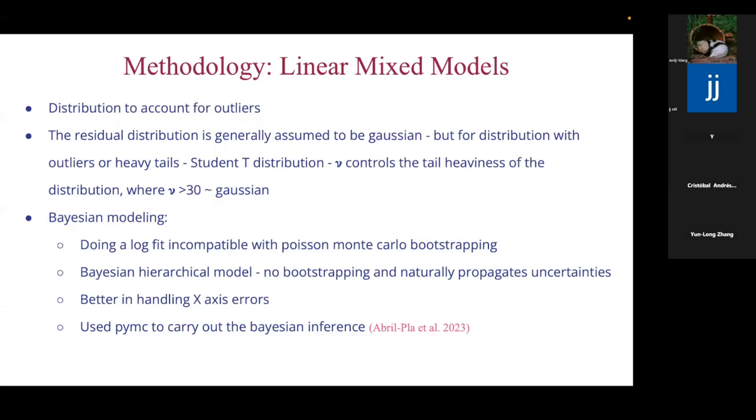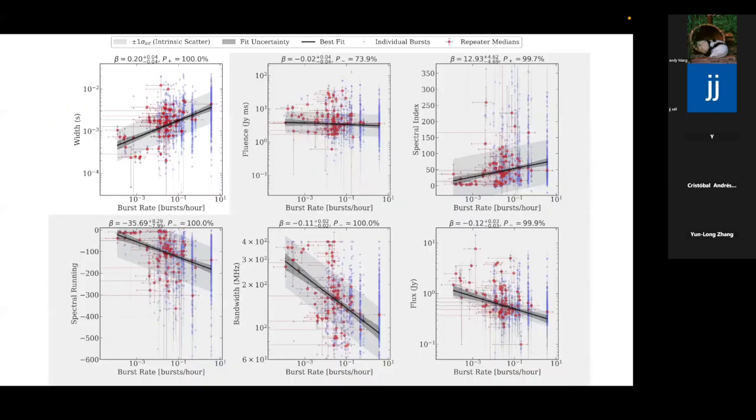Here are the results. If you focus on the top left panel, the x-axis is the burst rate, the y-axis is the width. The red points denote the median per repeating group, and the blue points represent the individual bursts. The black line is the best fit, the dark gray band is the uncertainty on the best fit, and the light gray band is the intrinsic scatter that we get from the Student t distribution.